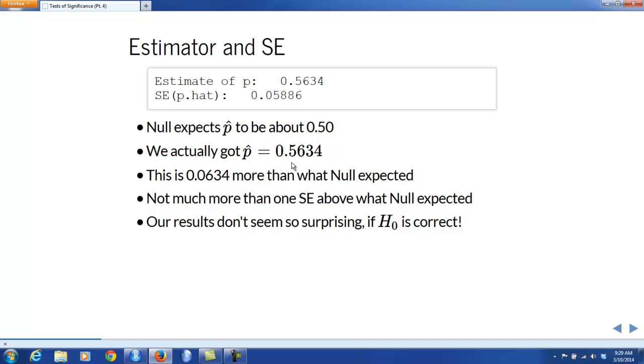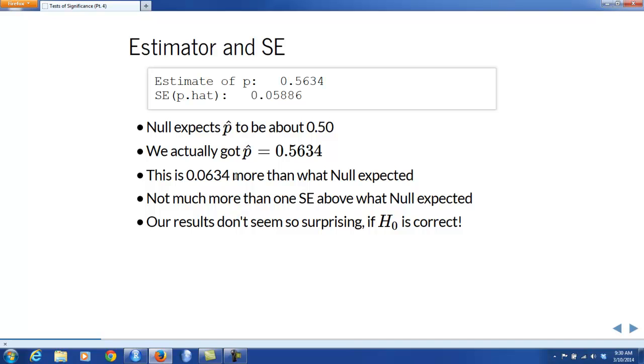Moving on to the inferential results in the output. P hat is our estimator for the population parameter P, so that's 0.5634. The standard error for P hat is computed as 0.05886. That's about 5.88%. Let's think about what this all means. The null hypothesis expects P hat to be around its P0 value of 0.50, give or take some for chance error. We actually got that P hat was 56% instead of the expected 50%. This is 0.0634, 6% more than what the null expected.